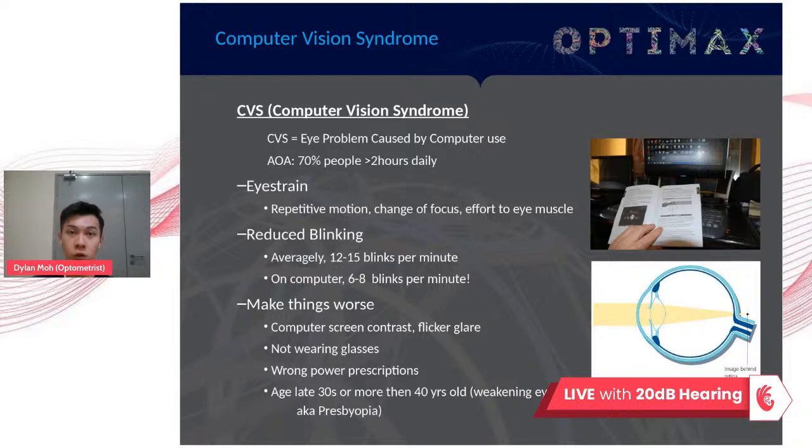And for those who are around late 30s or early 40s, they may start to develop lofa, which is also known as presbyopia. It's a weakening of our eye muscle. This is also one of the reasons that may cause CVS, because you can only see distance very clearly, but when you look at a nearer object, you need more adaptation and more effort.